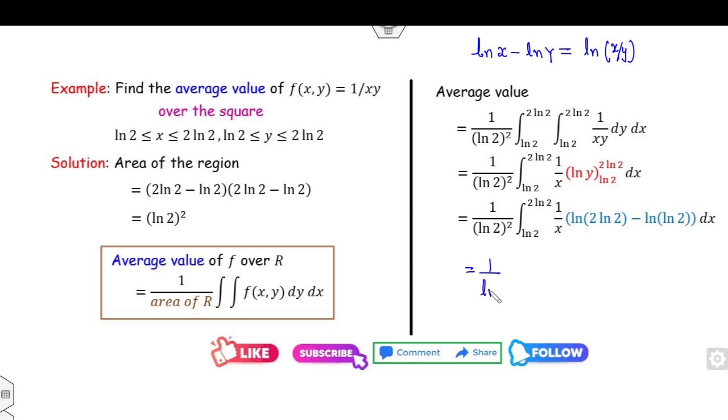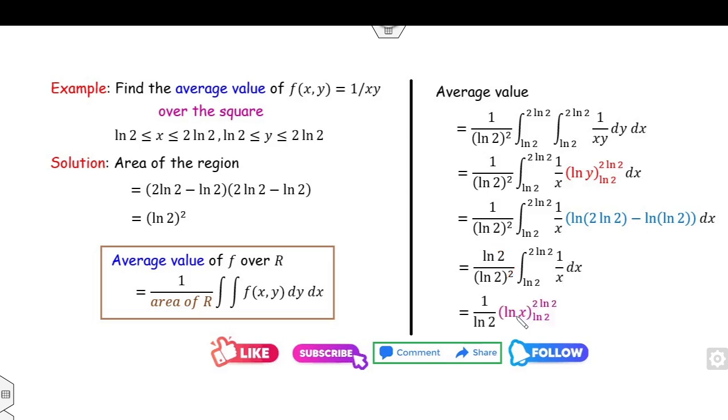So what is this expression? This is 1 over (ln 2) square, with ln of 2 over 1 over x. If I use x over y, this expression becomes ln of 2. Now I can cancel this ln 2 with the outside value, and the expression becomes only 1 over x. And what is the integration of 1 over x? Again, it is ln x.